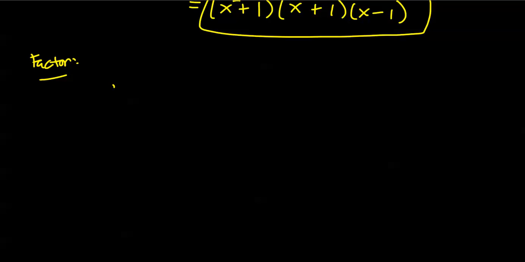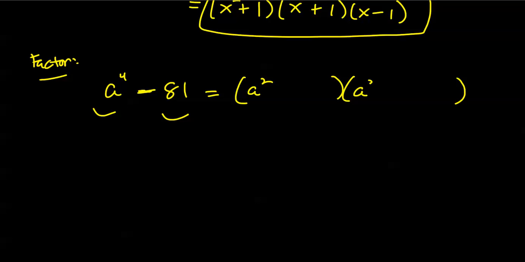Factor a to the fourth power minus 81. Alright, well, a to the fourth, I can view that as a square. 81 certainly is a perfect square, and I've got a negative sign here, so I can view this as a difference of squares and break it up according to our pattern. First terms are going to be the square root of a to the fourth, which is a squared and a squared. Last terms are going to be the square root of 81, 9 and 9. And again, opposite signs in between. A squared plus 9 times a squared minus 9.